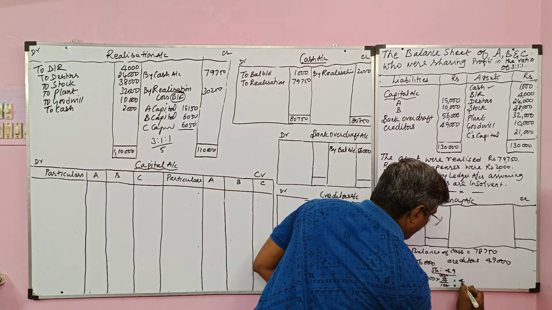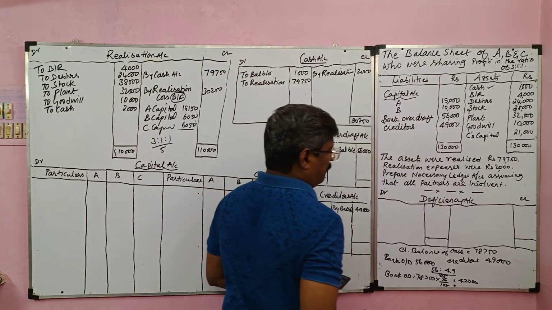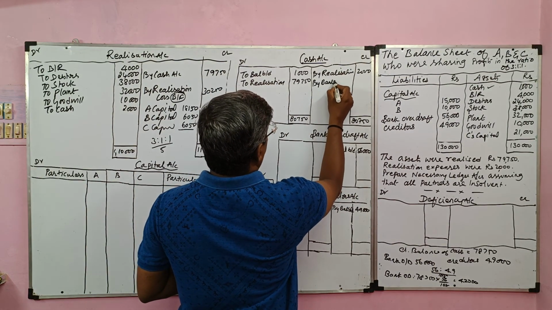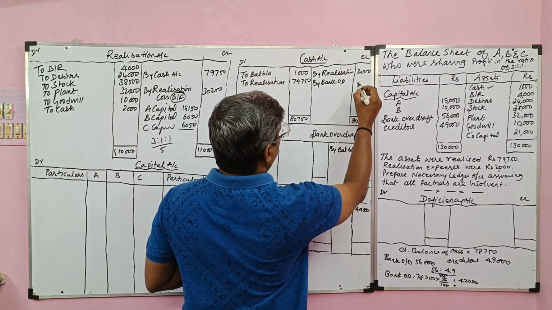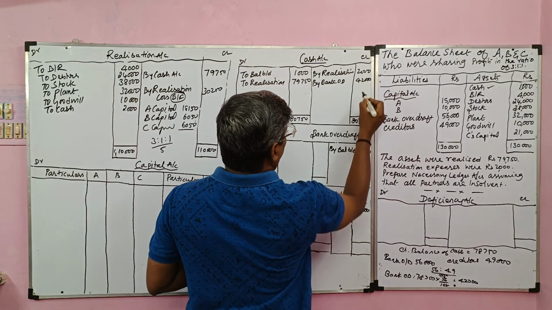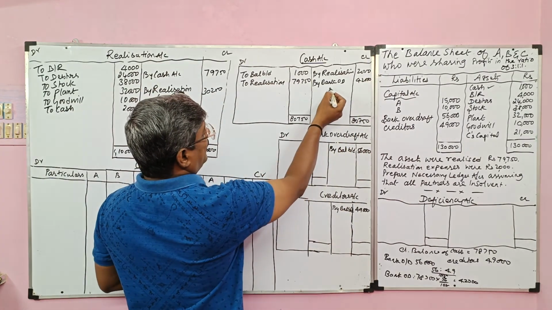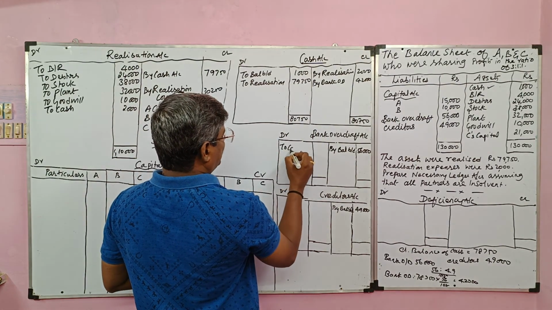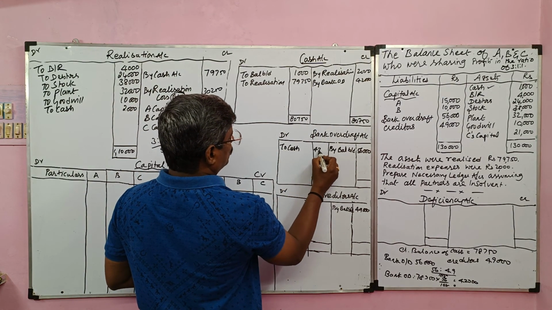42,000 is payable to bank overdraft. So by bank overdraft 42,000 will be recorded in the cash account. The entry is bank overdraft account debit to cash. So in bank overdraft, on the debit side, to cash 42,000.